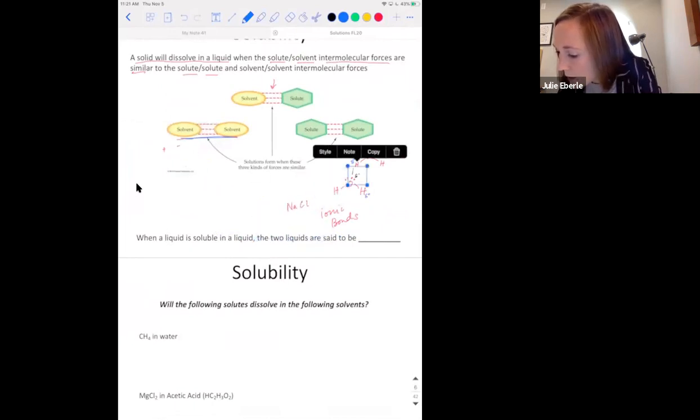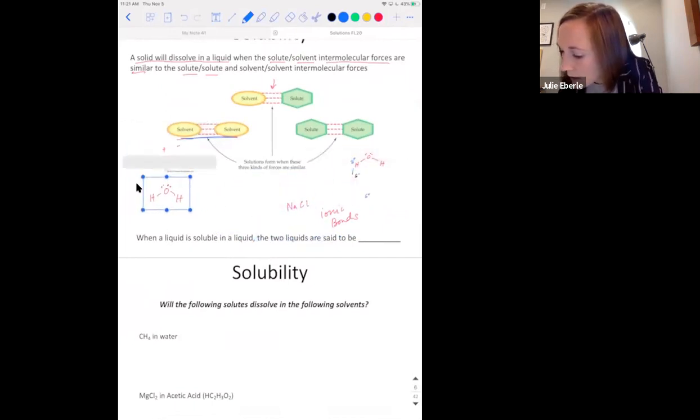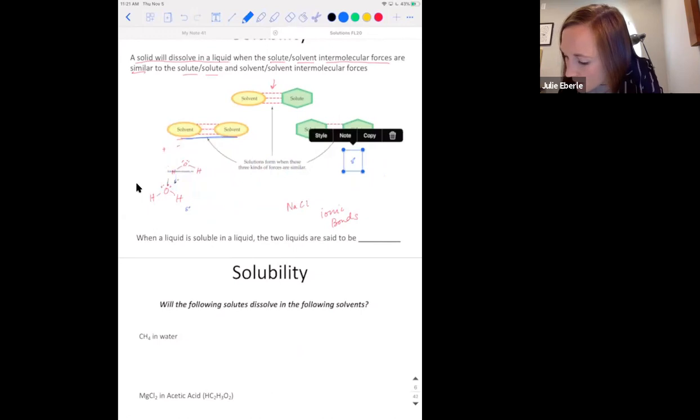Water would be our... oh man, it's not going to let me select everything. Don't you love that? This is our... Lord have mercy. This is our solvent. Okay, sorry.